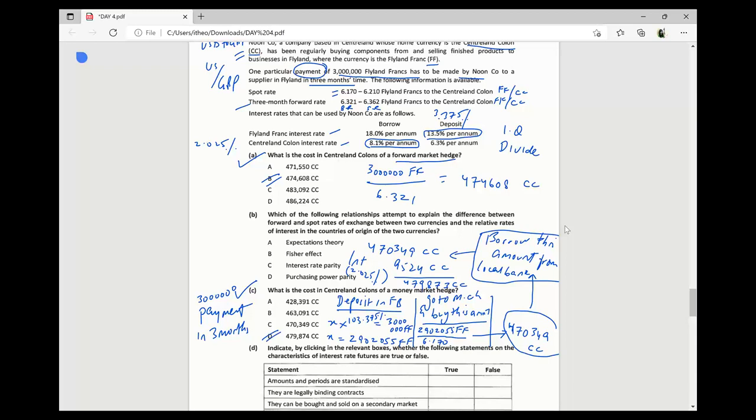So you have done one question of receipts and one question of payments. Copy. If you have any questions, please ask.